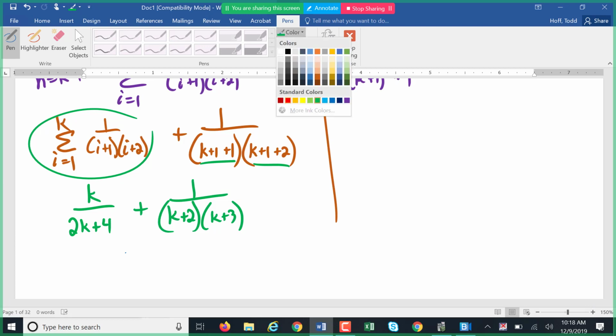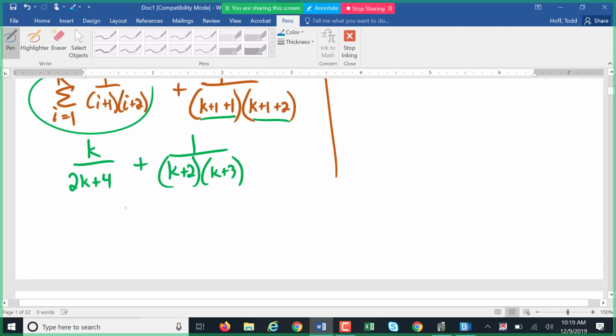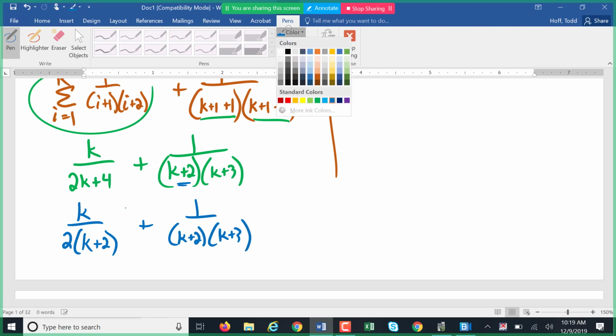Now we have some relatively intense algebra to do here. On the left side, I'm going to factor this denominator. So this is k over, factoring out a 2, that's 2 over k plus 2. The reason I did that is now I notice that there is a k plus 2 in both denominators. So that makes it simpler to find common denominators.